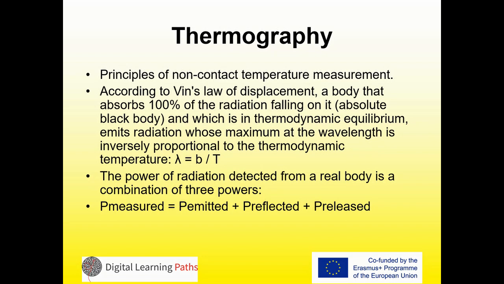Thermography. It refers to the principle of non-contact temperature measurement. According to Wien's displacement law, a body that absorbs 100% of the radiation falling on it, or an absolute black body, and which is in thermodynamic equilibrium, emits radiation whose maximum wavelength is inversely proportional to the thermodynamic temperature. The power of radiation detected from a real body is a combination of three powers. P measured equals P emitted plus P reflected plus P released.